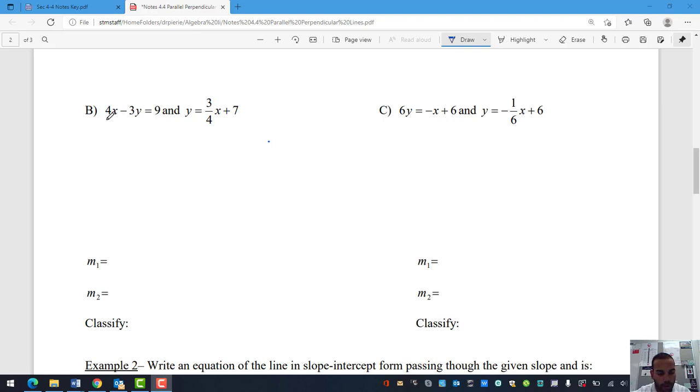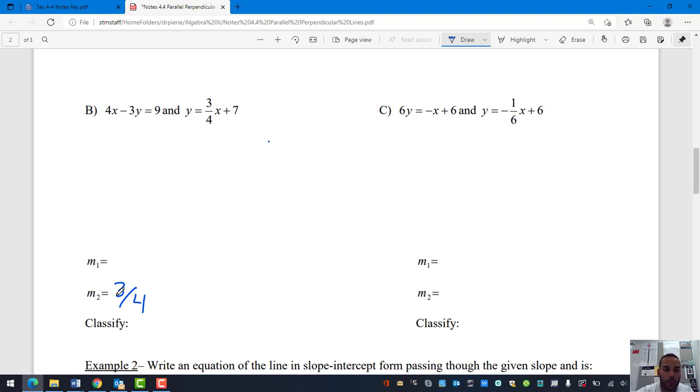Okay, so the way this first line is written, we can't exactly tell what the slope is yet because it's in standard form. But for the second line, it's in slope-intercept form. It's in the format y is equal to mx plus b. So if we look at what m is equal to, it looks like m is equal to 3/4. So the slope of the second line is going to be equal to 3/4. Okay, now all we got to do is figure out what is the slope of this first line, and then once we determine that slope, we will tell if it's parallel, perpendicular, or neither.